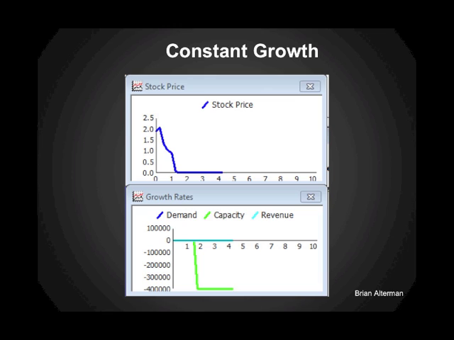As with the Don Burr case, we also did not succeed. Our stock price fell due to our lack of demand and revenue, as you can see by these graphs. It went from 2 all the way down to 0, and our demand and revenues never went up.